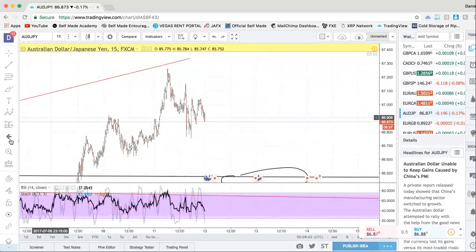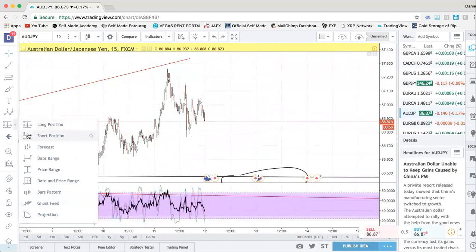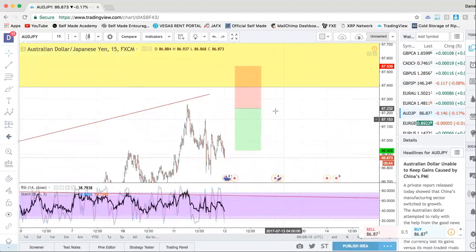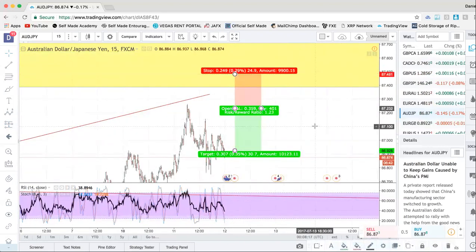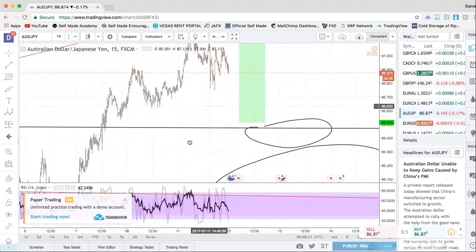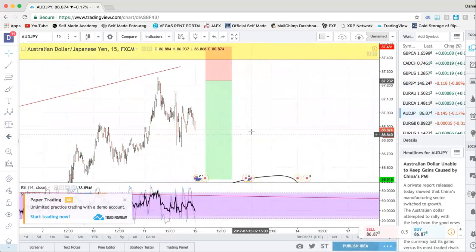We would love to see this short position. We would love something around here. As a short position, not a crazy amount of risk, but pips all the way down. A large risk-reward ratio is what we'd like.